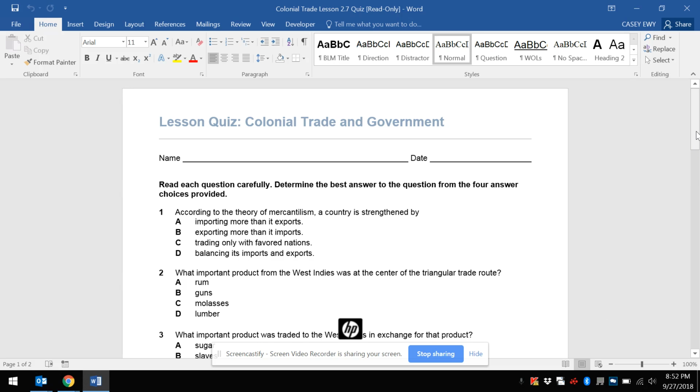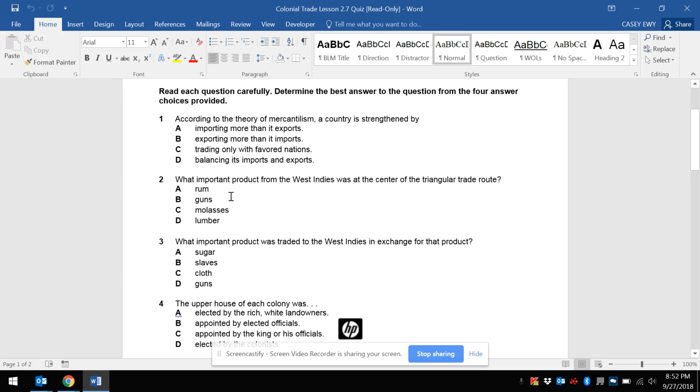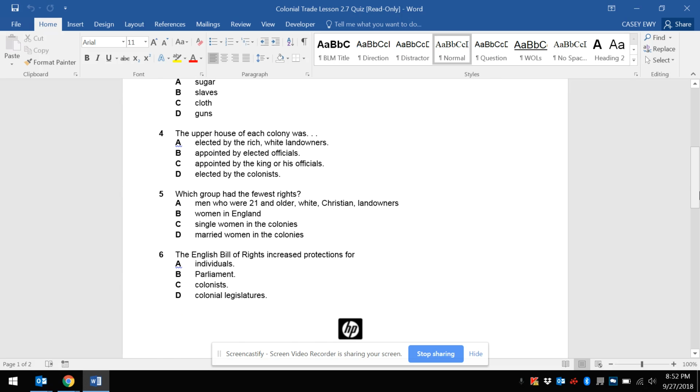2. What important product from the West Indies was at the center of the triangular trade route? Was it A. Rum, B. Guns, C. Molasses, or D. Lumber? 3. What important product was traded to the West Indies in exchange for that product? A. Sugar, B. Slaves, C. Cloth, or D. Guns?